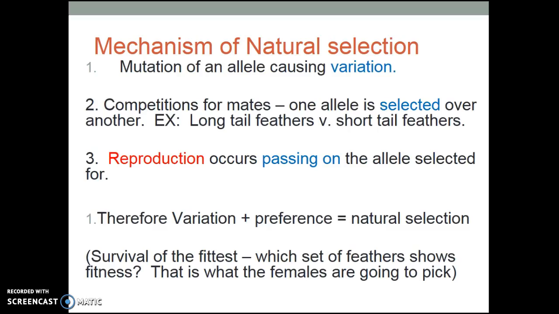So, different mechanisms of natural selection, we kind of talked about this already. Mutation is going to be causing variation. Competition for mates is going to be another one. One allele is selected over another because of that competition between mates. And then reproduction, being able to pass on those alleles.